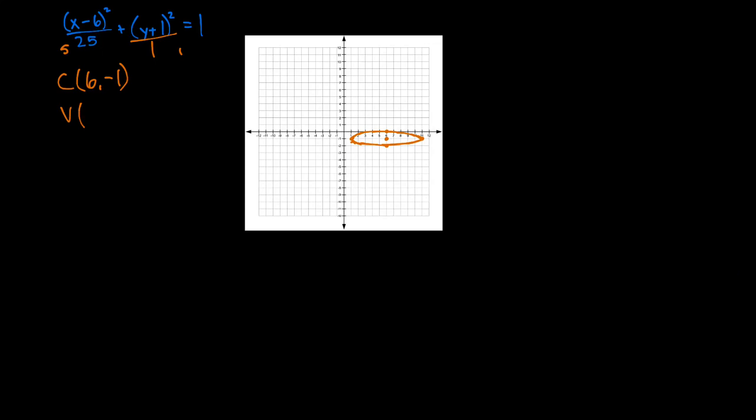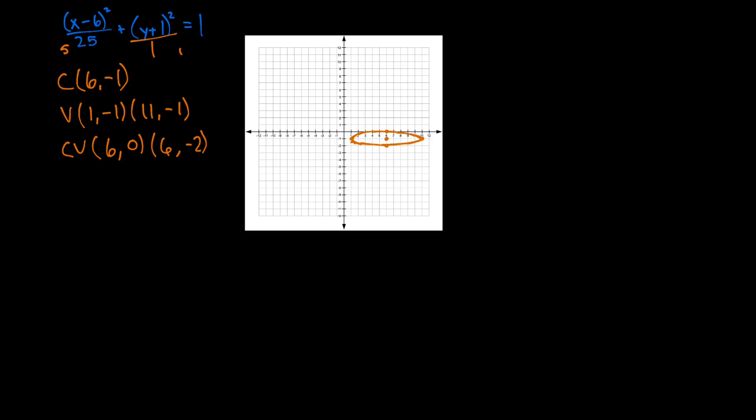Our vertices are at 1, negative 1, and 11, negative 1. Another way that we could find that is take 6 and add and subtract 5, right? So 6 minus 5 puts us at 1. 6 plus 5, so plus that radius, puts us at 11. Co-vertices are up and down from there, so they're at 6, 0, and 6, negative 2. So again, we're at 6, and then we go up and down 1. So negative 1 plus 1, negative 1 minus 1 gets us that 0 and negative 2.